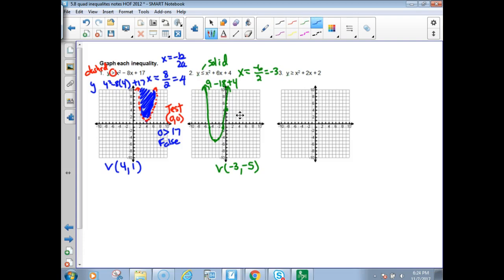So I'm going to test (0, 0) again. Okay, so I'm plugging in 0 for y. I want to see if it's less than 4. Now, that is a true statement. When you plug it in, 0 is less than 4. So therefore, we will shade outside, where (0, 0) is. Okay.